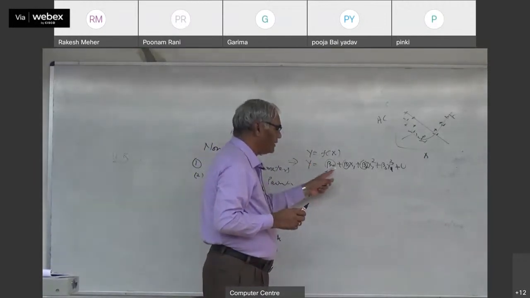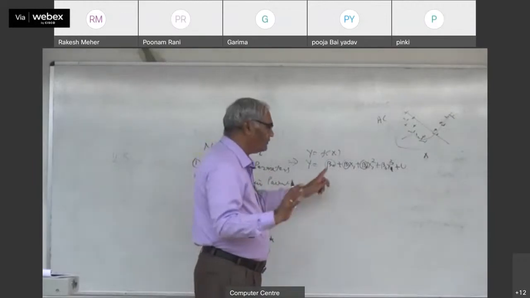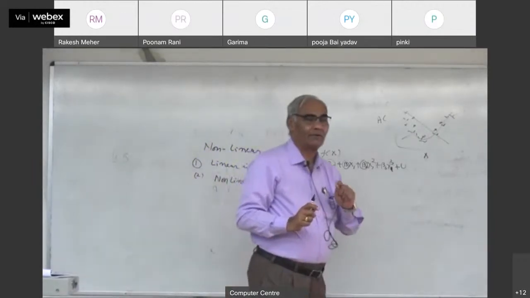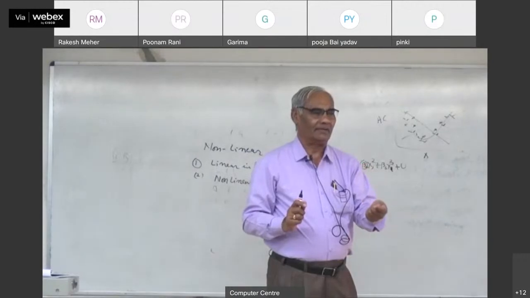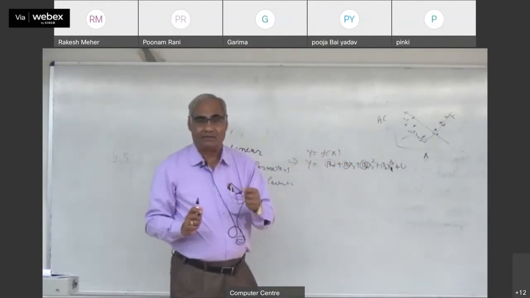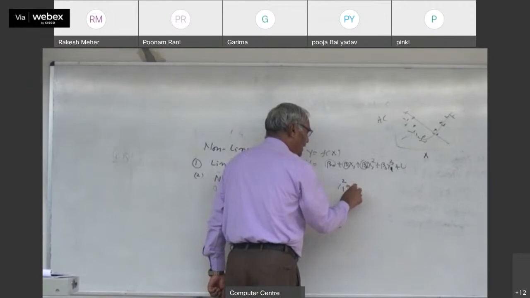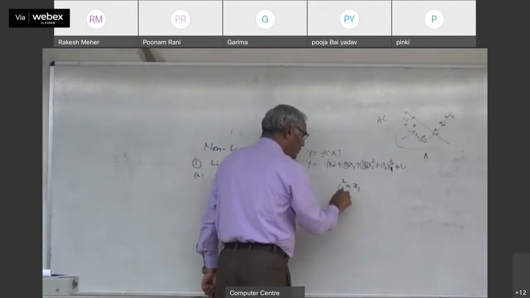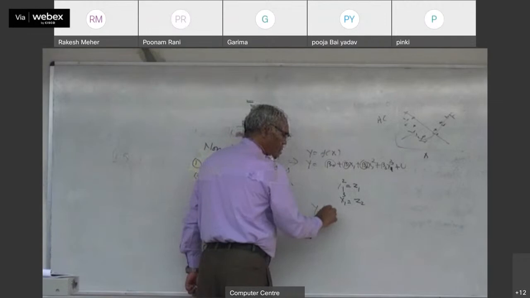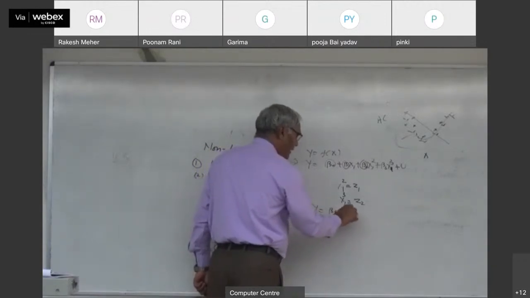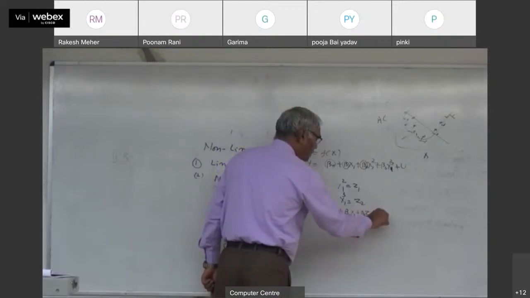So here the difference is what? Beta 0, beta 1, beta 2, beta 3, they are all linear. Only the variables are not linear, and when variables are not linear, just by substitution you can convert a non-linear relationship into a linear relation. And what will we substitute? Let x1 square equal Z1, and x1 cube equal Z2. So y is equal to beta 0 plus beta 1 x1 plus beta 2 Z1 plus beta 3 Z2, and so on, plus u.